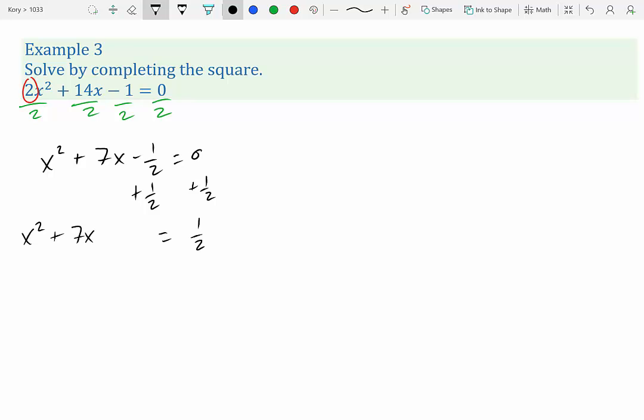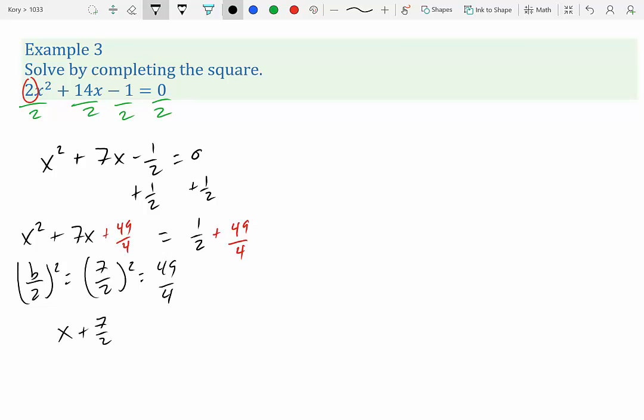Now we need to take half of b and square it. So we have 7 over 2 squared, which is 49 over 4. So we're going to add that to both sides. Now we need to factor the left side. Your factor is always going to be x or y or whatever variable, and then whatever half of b was. So half of b was 7 over 2. You square it, and then we need to simplify the right side.